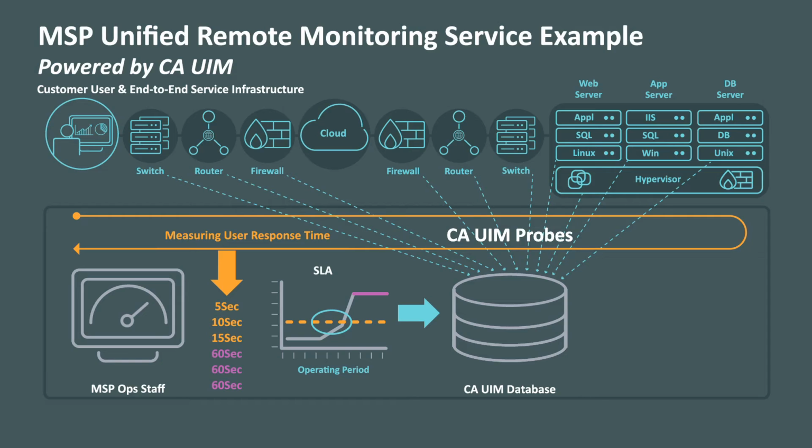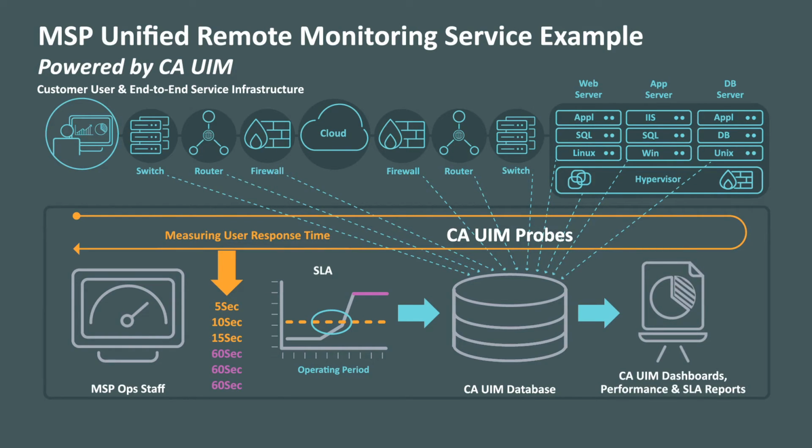Now, if these measurements fell within the operating period, an SLA alert would be generated when the UIM SLA compliance calculation engine determined the SLA was at risk. UIM provides SLA reports that show current SLA status and also include indicators that forecast if and when a breach is likely to occur. Unified views of this end-to-end service environment are shown in UIM real-time dashboards and performance reports.